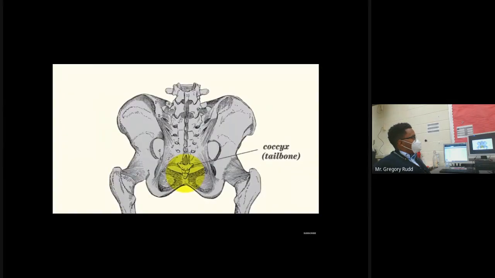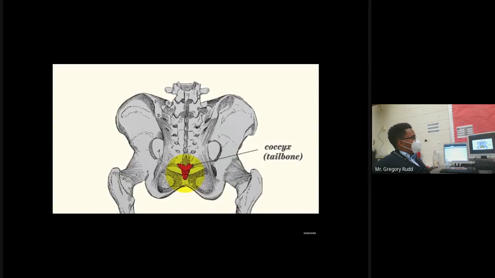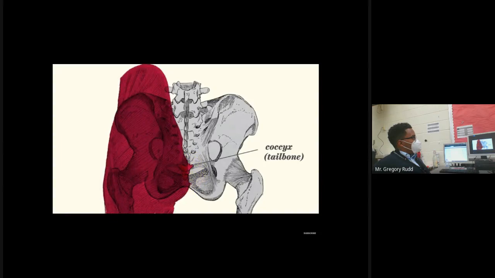And then there's our tail. At the end of our spine are a set of fused vertebrae. Some people have 3, some people have 5. We call it the tailbone. It now serves as an anchor for some pelvic muscles, but it's also what's left of our ancestors' tails.